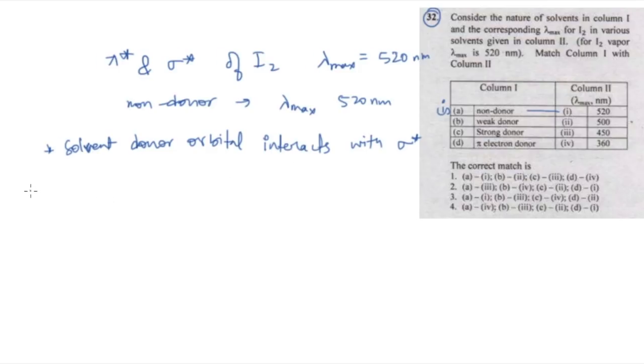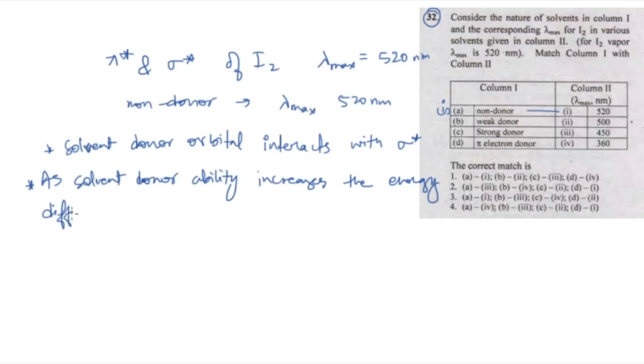So just remember this thing: as solvent donor ability increases, the energy difference between sigma star and pi star orbital increases, and your lambda max will decrease, right?